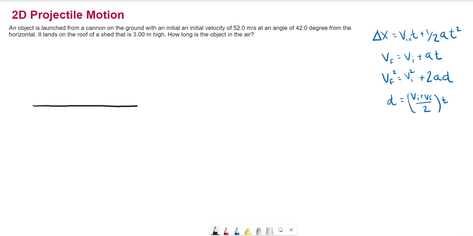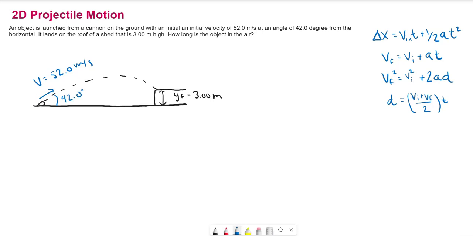So we have our ground here and our little cannon, an object that's being launched out. It'll go to some maximum height, but then before hitting the ground, it is stopped and it lands on a shed that's 3 meters high. So our y final equals 3.00 meters. We're also told that our initial velocity, the magnitude of the initial velocity, is 52.0 meters per second. And this angle here is 42.0 degrees. So this is all that we have here, and we want to find the time.